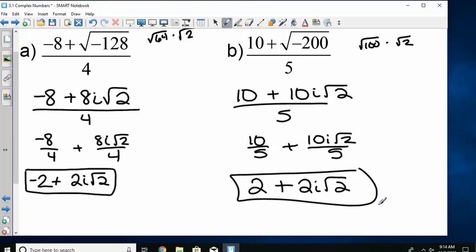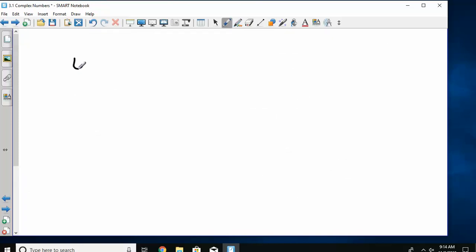One last topic that we need to talk about. We are going to look at powers of i. So, we know that if you have i squared, what does that turn into? Negative 1. So if I had i to the 4th power, think about it, that's the same thing as i squared times i squared, isn't it? It would be a positive 1.